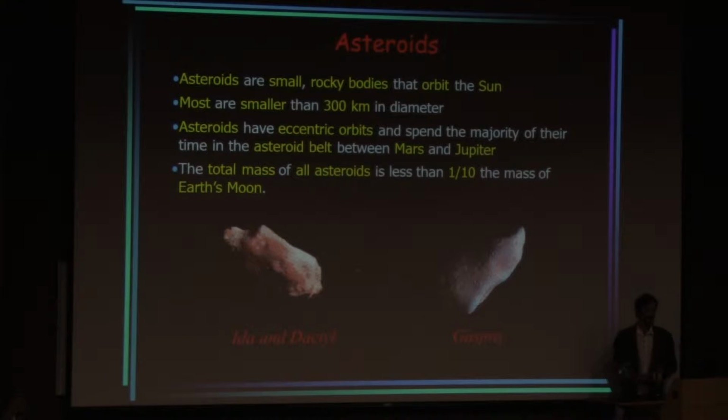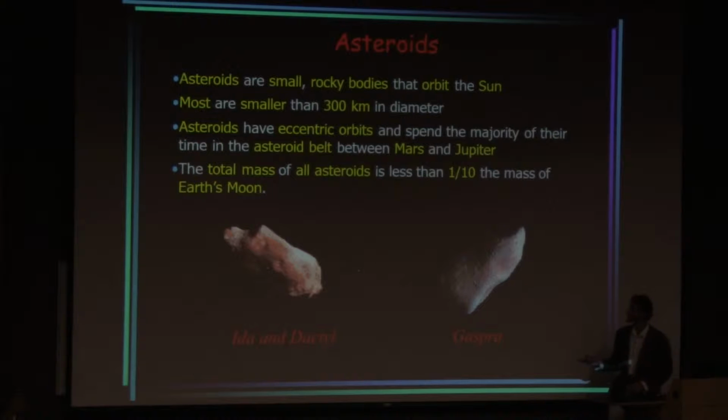All right, so as I mentioned here, most of the asteroids have pretty eccentric orbits, but they spend their time between Mars and Jupiter in this region we call the asteroid belt. It's called the asteroid belt because most of the asteroids are there. If we add up the masses of the asteroids, it's a small fraction of the mass of the Moon.